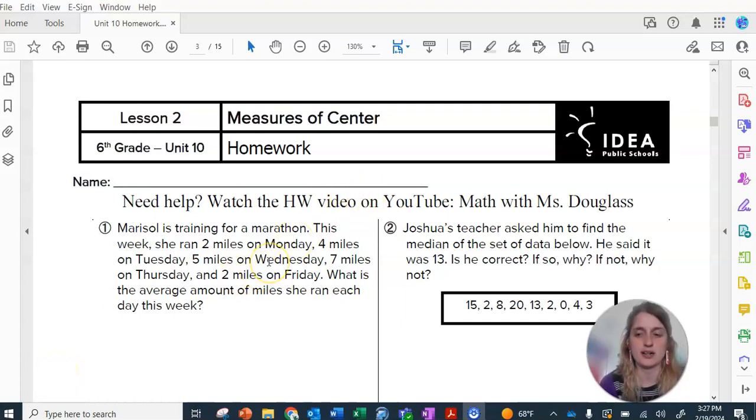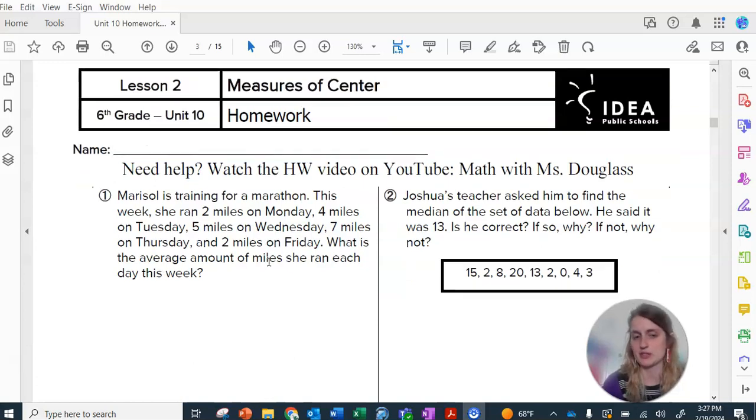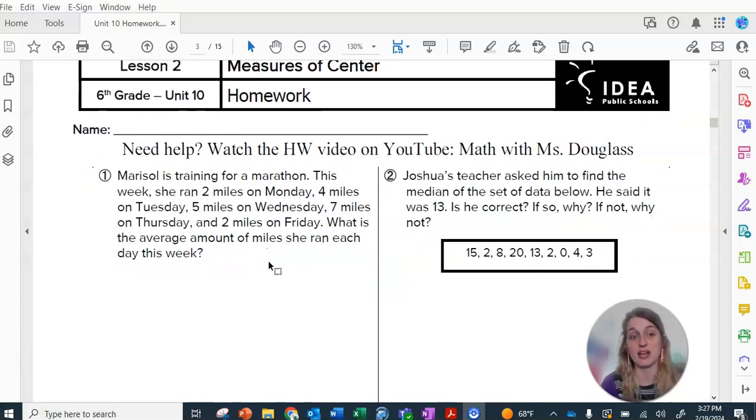Marisol is training for a marathon. If you didn't know, that's why Mr. Escobar was absent today, because he just ran a marathon, which is 26.2 miles without stopping. It's a lot of running. I can do 1 mile without stopping.